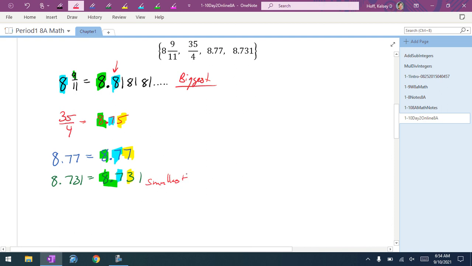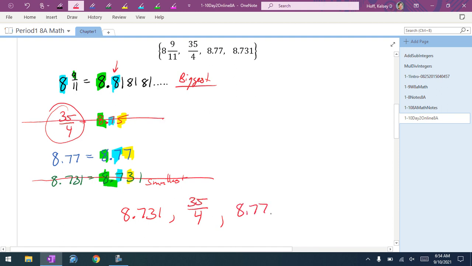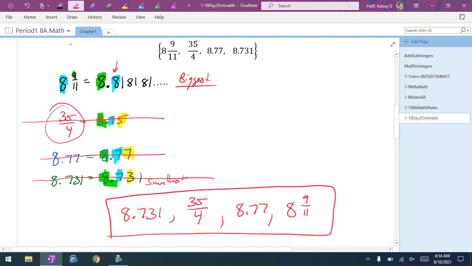So this number, 8 point, whoops, I should write that further over here. 8.731 is the smallest. Cross them off. Then I have a 7 and a 5. 5 would be next, so I'm going to write this number. Make sure you write it in the format originally given to you. Then 8.77, and we said the biggest was that 8 and 9/11ths. You have to write it using the numbers that were originally given to you.